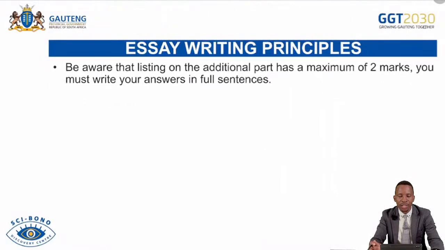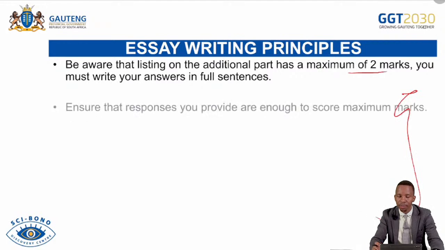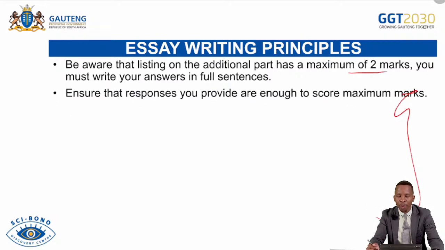And then we continue with the structure. Be aware that listing in the additional part has a minimum of 2 marks. You must write your answers in full sentences, not just list, because if you do so, your answers can be cleared and you will be given 2 marks. Ensure that the responses you provide are enough to score the maximum marks, which is 10 marks. And then arrange your essay in point form.